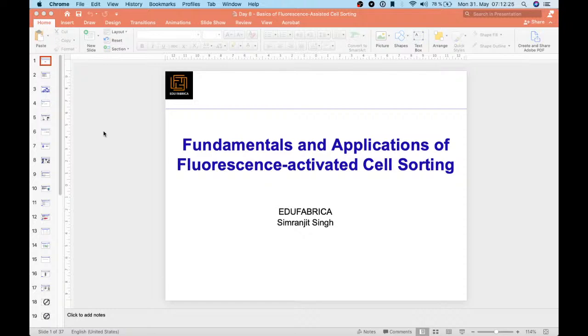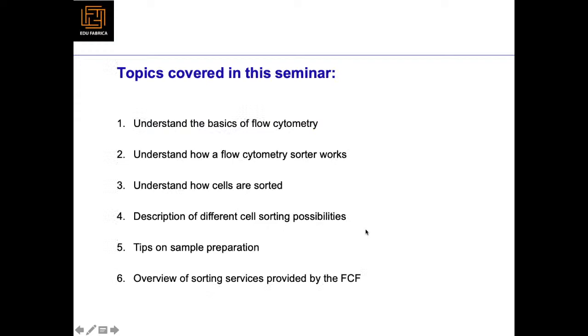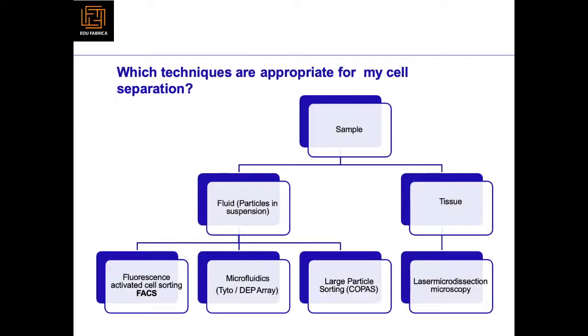So it has many applications. It is very valuable in research, and also in daily applications from a biochemistry perspective. Indeed, one of the best methods till now. So we will cover in this topic the basics of flow cytometry, how your flow cytometry sorter works, understanding how cells are sorted, a description of different cell sorting possibilities, tips on sample preparation, and an overview of sorting services provided by the company, this FCS.